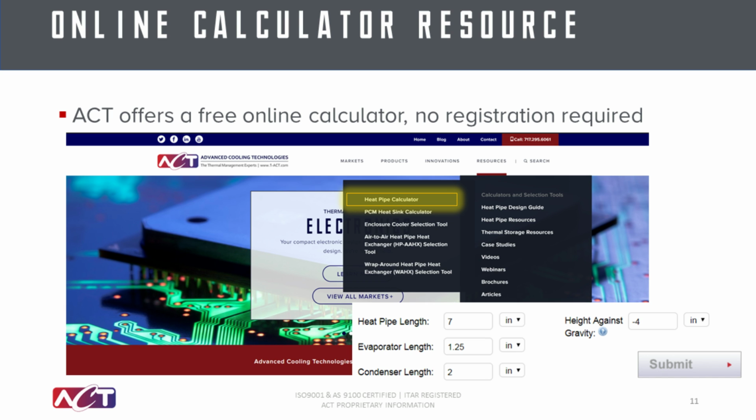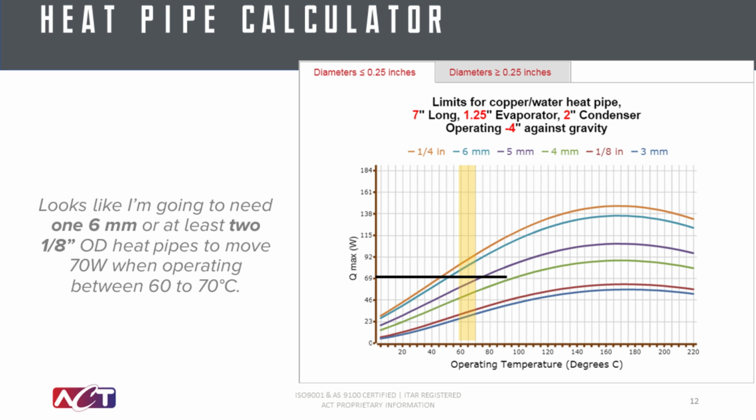Once you input these and click submit, what you'll get is an output that looks very similar to the chart on the right side of the slide. What we're looking at here is the transport capacity, the Qmax, of a heat pipe as a function of its operating temperature on my x-axis. The curves correspond to different outer diameters of heat pipe that we sized for you.